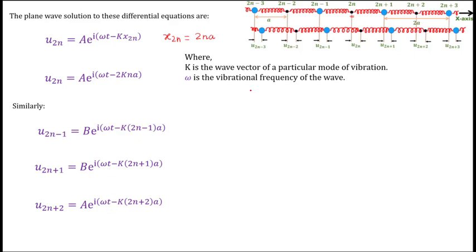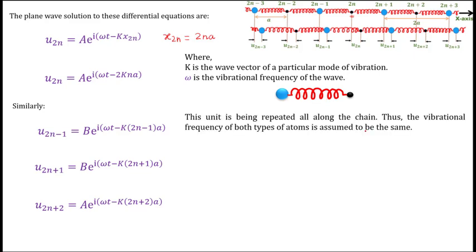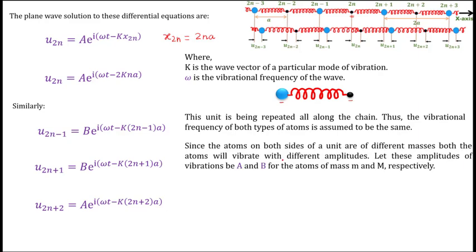Omega is the vibrational frequency of the wave which is being generated by the vibrations of the atoms. Now here we could see that this is the unit which is being repeated all along the chain. Since these two atoms are a part of the same unit, the vibrational frequency of both the atoms is assumed to be the same. These two atoms of this unit are of different masses, so both the atoms must vibrate with different amplitudes.